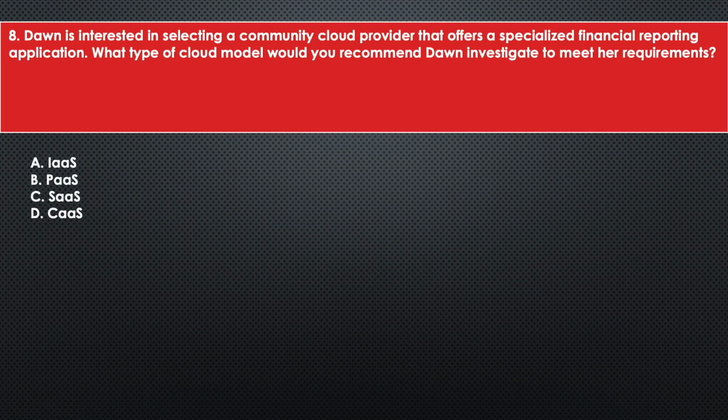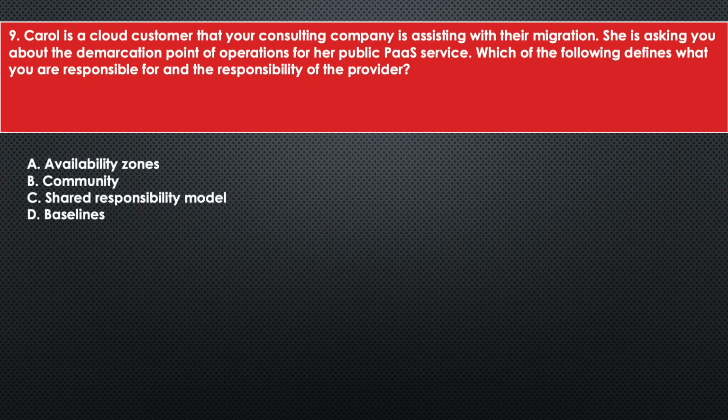8. Dawn is interested in selecting a community cloud provider that offers a specialized financial reporting application. What type of cloud model would you recommend Dawn investigate to meet her requirements? A. IaaS. B. PaaS. C. SaaS. D. CaaS. Answers: C. Software as a service offers cloud-managed applications as well as the underlying platform and infrastructure support.